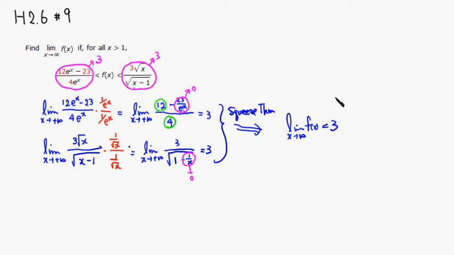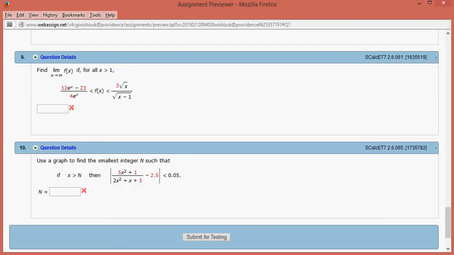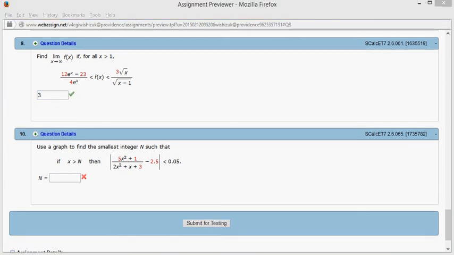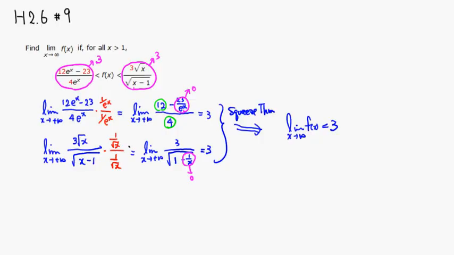Alright, so let's type it in. This is going to be 3. Submit for testing. It came back and looks like we got this one correctly. Alright, that's it. I hope that this was clear.